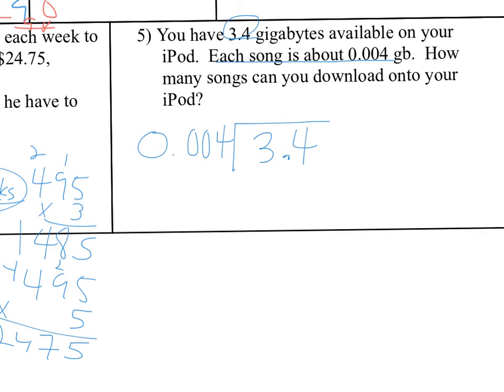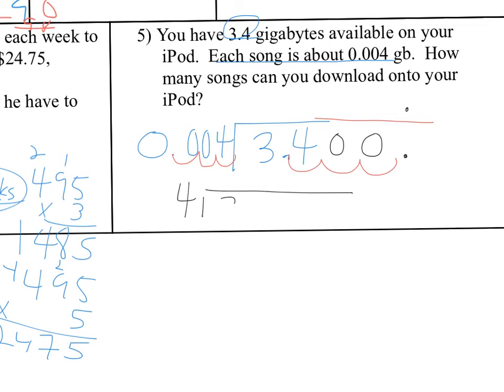So move my decimal 1, 2, 3. So I have to move in my dividend 1, 2, 3. So I have to fill the empty spaces with zeros. Put my decimal at the end, put my decimal in the quotient. So how many times, I'm going to rewrite this as 4 into 3,400.